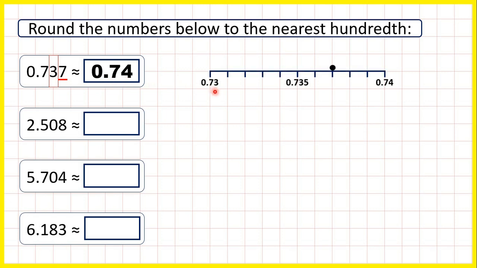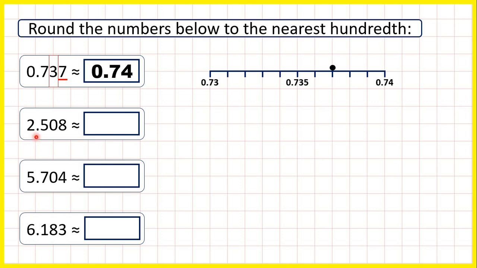Now on a number line, we can see that 0.737 is closer to 0.74 than it is to 0.73. So, because it's closer to the next multiple of 100th, we know that we need to round up.